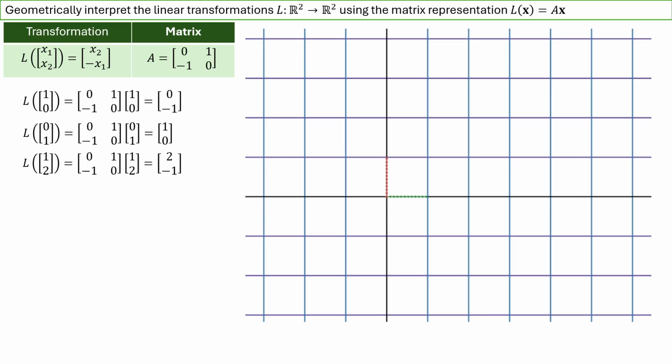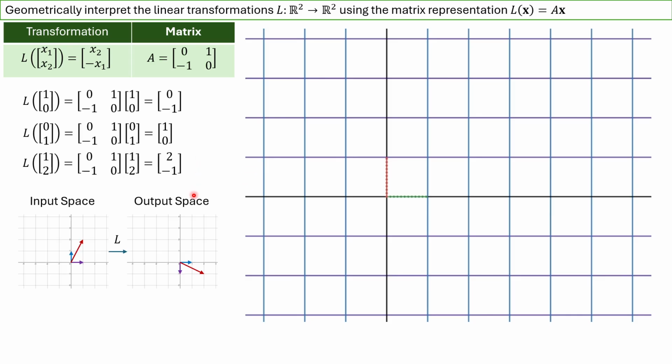All right, so the vector 1, 0 gets sent to 0, negative 1. The vector 0, 1 gets sent to 1, 0. The vector 1, 2 gets sent to 2, negative 1, right? Because we're doing the transformation x1, x2 gets mapped to x2, negative x1, right? That's just 3 examples of this, but this can apply to the whole space.